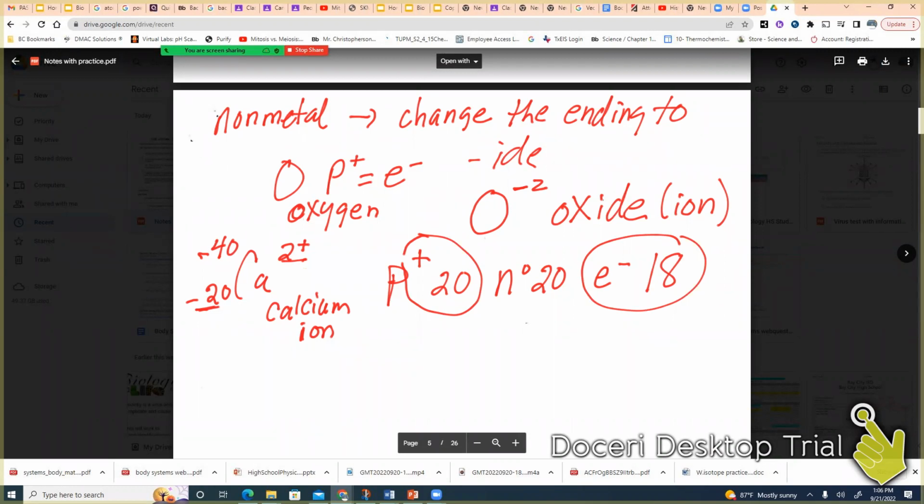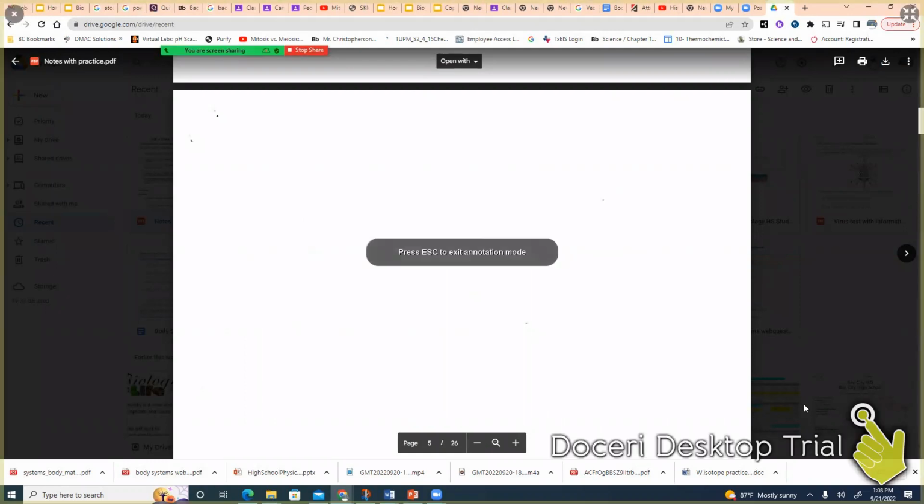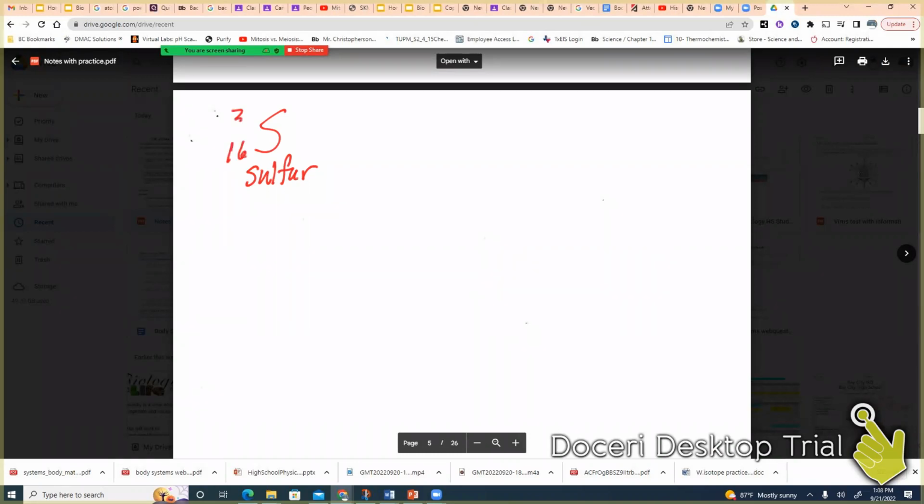And then the nonmetals go the other way. So we'll do the same thing. This is sulfur, and it doesn't change its atomic number or its mass number. But if I take the same thing and put a -2 up there, now it's an ion. So now instead of sulfur, it's sulfide. And once again, you can put ion, you don't have to.